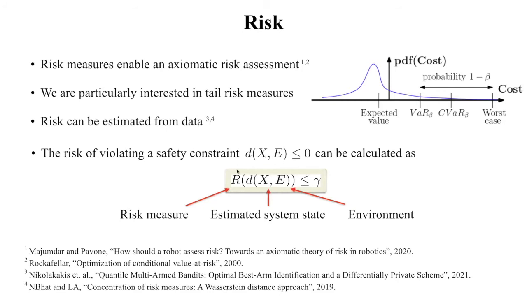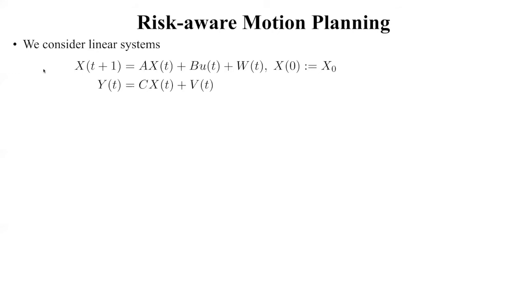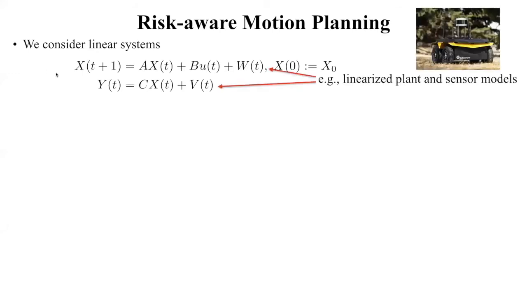So what we do then is we take a risk measure and we wrap it around this safety constraint, and then we want that this risk is upper bounded by a threshold gamma. To keep the problem in this paper tractable, we focus on linear systems, such as, for instance, obtained when locally linearizing a nonlinear plant or a nonlinear sensor model.